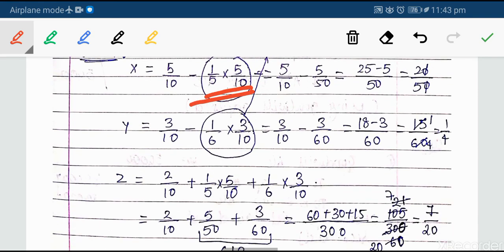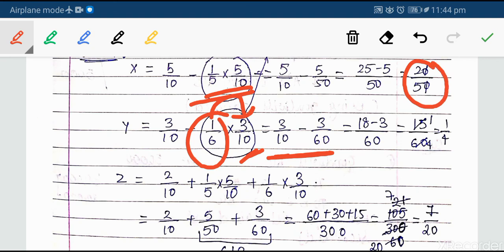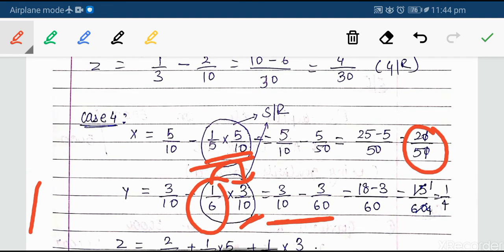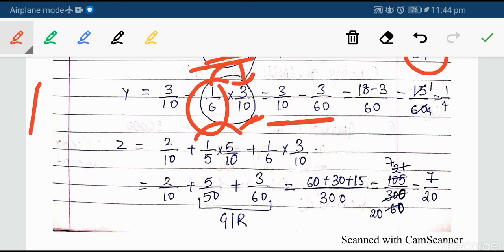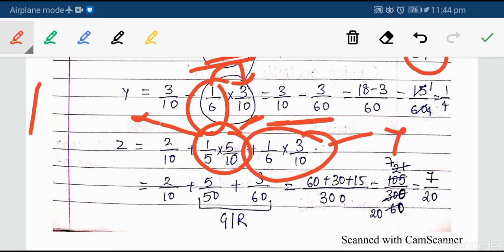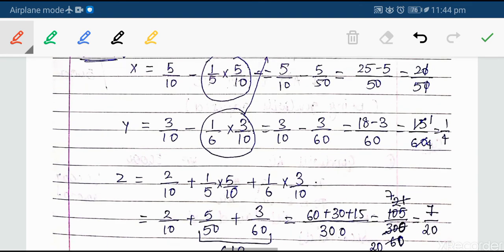And 1/6 of Y's share. How much is Y's share? 3/10. So 1/6 multiplied by 3/10, and that comes to this part. For X the new profit sharing ratio is 2/5, and for Y it is 1/4, and for Z, this portion he gains from X and this portion he gains from Y. So these two are added and it comes to 7/20.